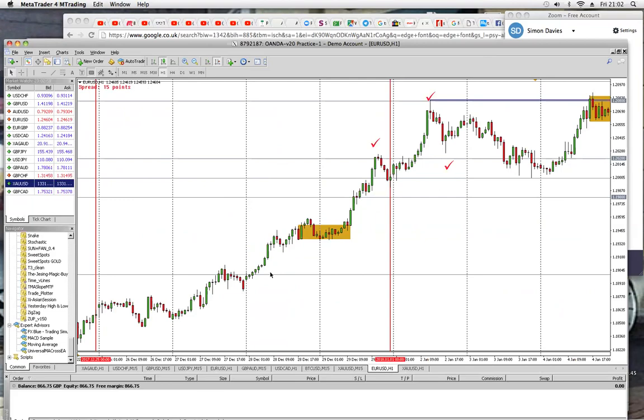This is amazing, the way you read the market like this. It's phenomenal what you can do.